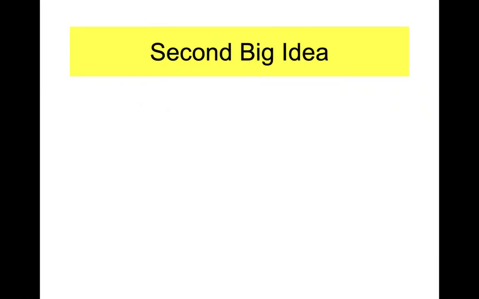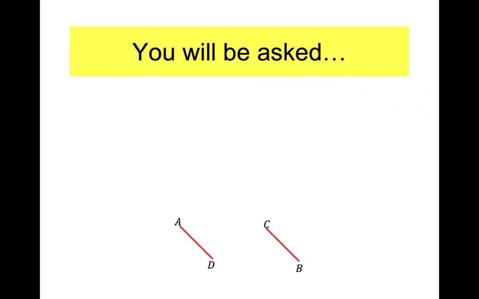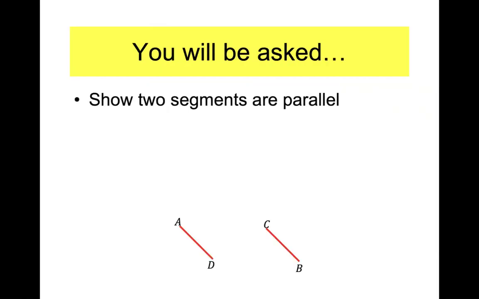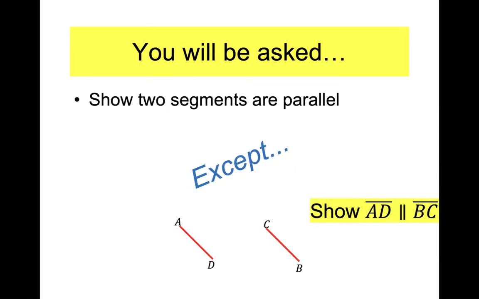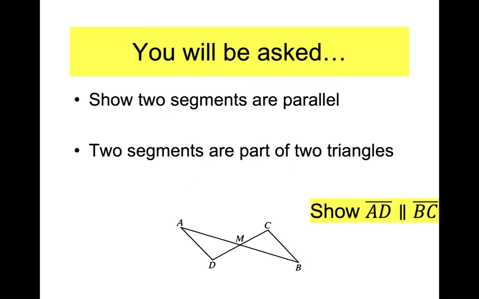Second, and the last biggest idea, it's going to seem similar, but it's not exactly the same. Here it is. You will be asked to show that two segments, not two angles, this is just going to be segments, that two segments are parallel instead of being congruent. They might be congruent, they may not be, but you're going to be asked to show that they're parallel. Okay, so this is also going to have a similar pattern, right? And the pattern is that these two parts are going to be part of two different triangles. These parts are going to be part of two different triangles.